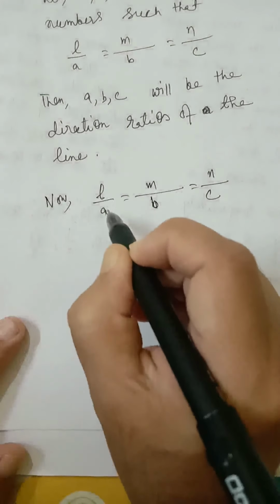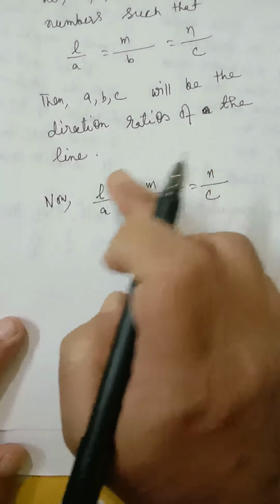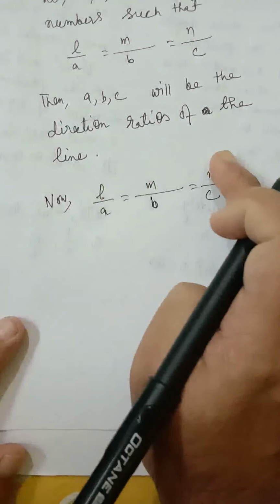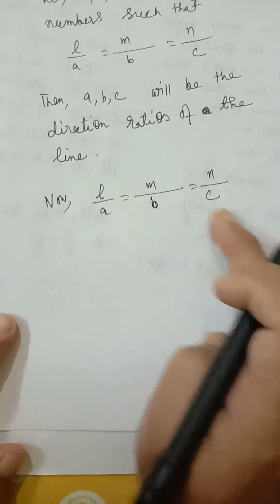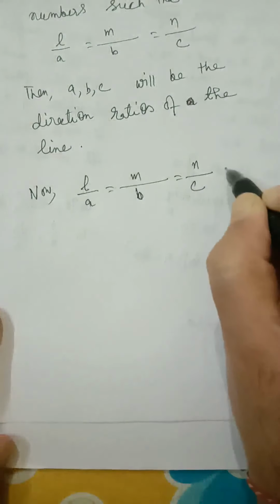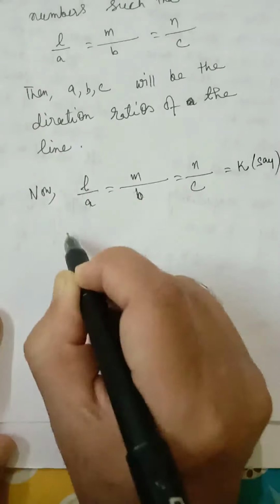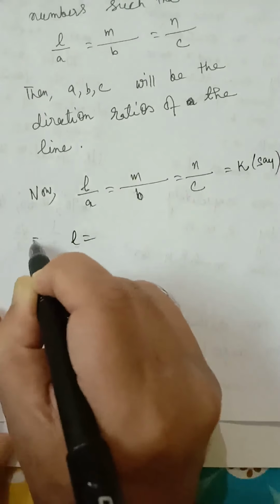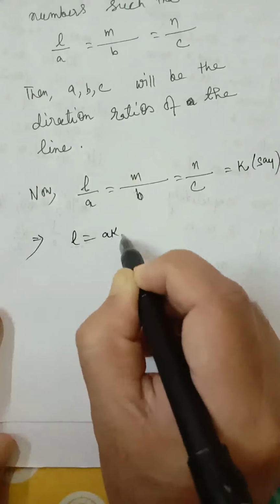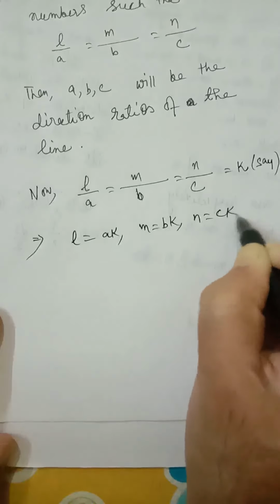Now l by a equal to m by b equal to n by c. l, m, n are direction cosines, and a, b, c will be the direction ratios. Suppose l by a equal to m by b equal to n by c equal to k. Then l equals ak, m equals bk and n equals ck.